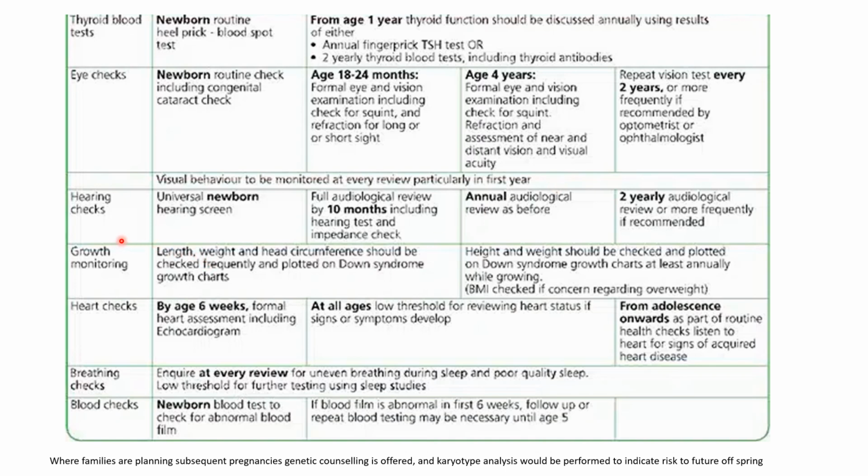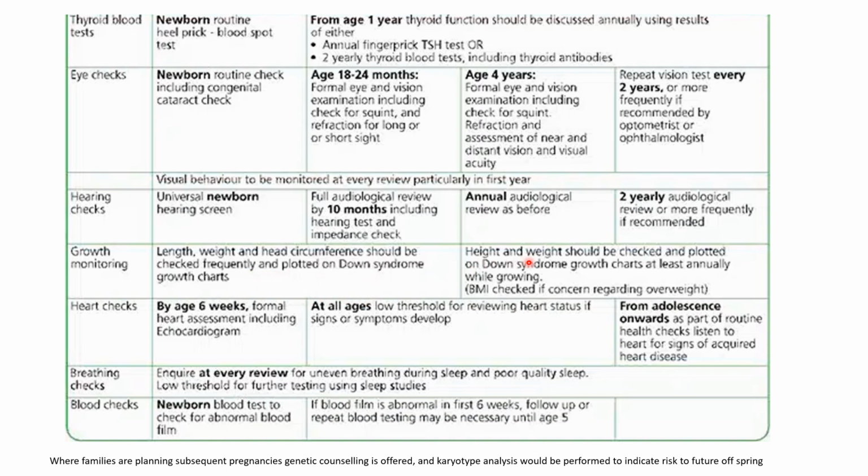Then we have hearing checks. So universal newborn hearing screen can have a full audiology review by 10 months, including hearing test and the impedance check. Can have also another one, which is the annual audiology review as before. Then you also have a 2-yearly audiology review or more frequently if recommended. Then for growth monitoring, we can have length, weight, and head circumference checked frequently and plotted on Down syndrome growth charts.